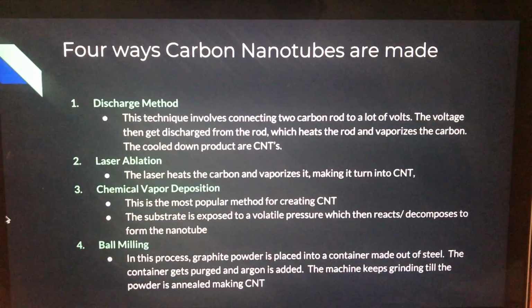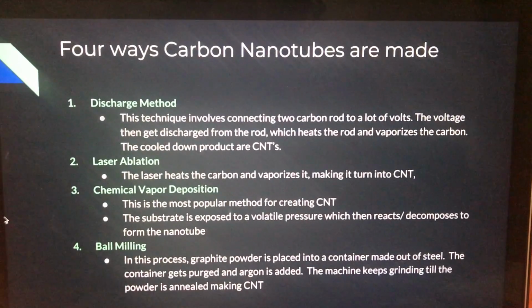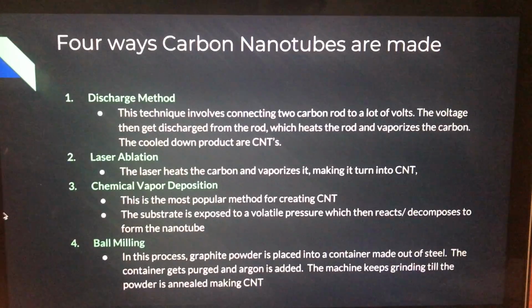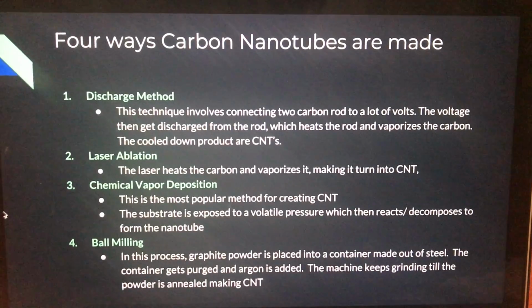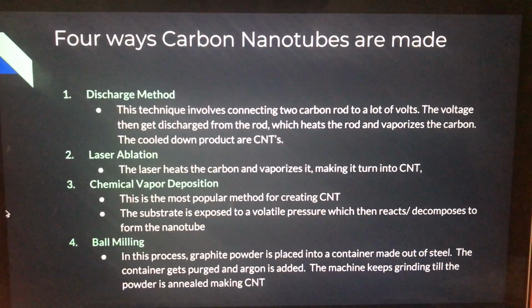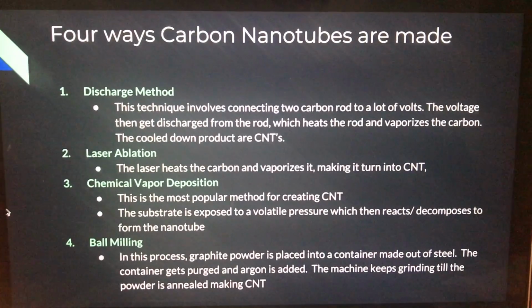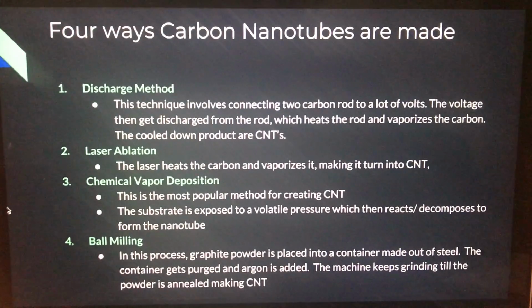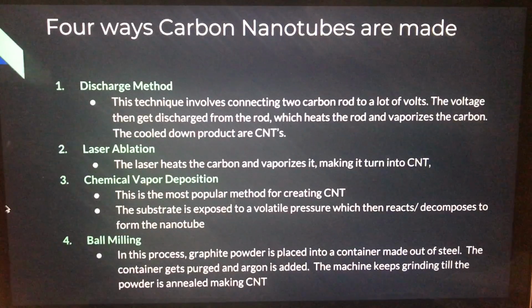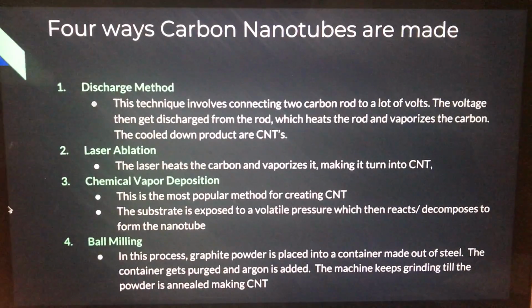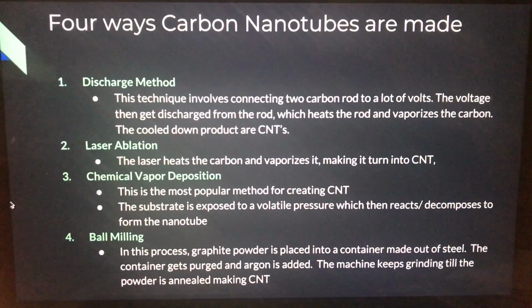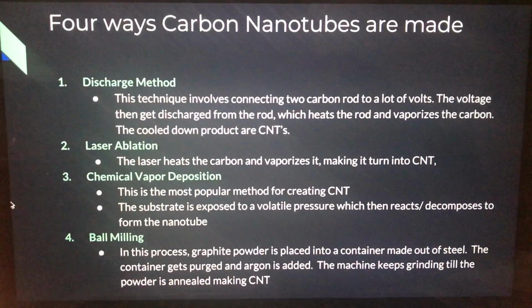In the third method, chemical vapor deposition, the substrate is exposed to a volatile precursor, which then reacts and decomposes to form the nanotube. The third method is also the most common way of creating CNTs. The fourth method involves placing graphite powder into a stainless steel container. When the container gets purged and argon gets added, the machine keeps grinding till the powder turns into CNT.